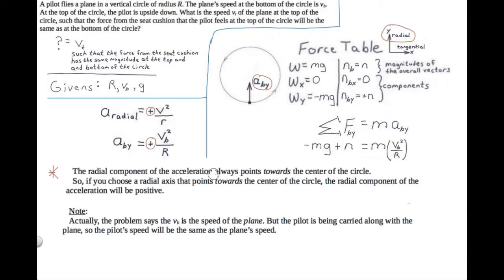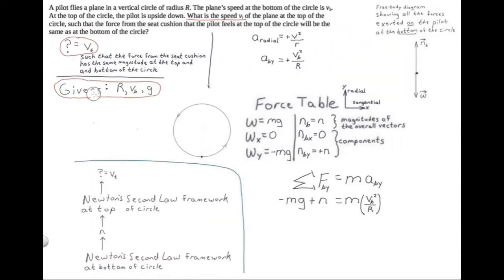The radial component of the acceleration always points towards the center of the circle, and we've chosen a radial axis, the y-axis, that points towards the center of the circle. So, the radial component of the acceleration will be positive. We can substitute this expression in for a sub y in our Newton's second law y equation. Remember that these are the given symbols in this problem. Our Newton's second law y equation contains all three of those given symbols, g, v sub b, and capital R.